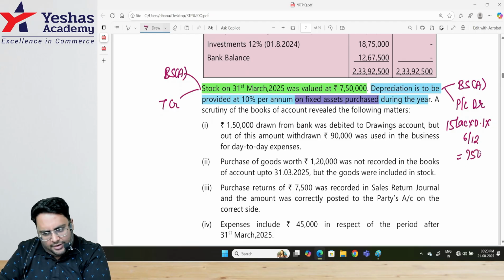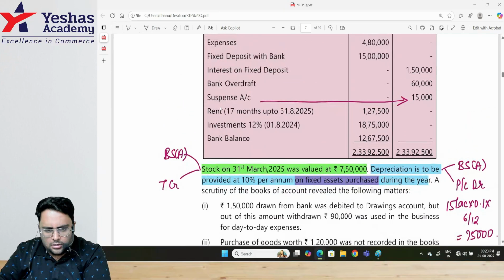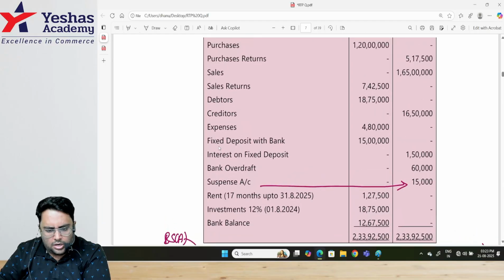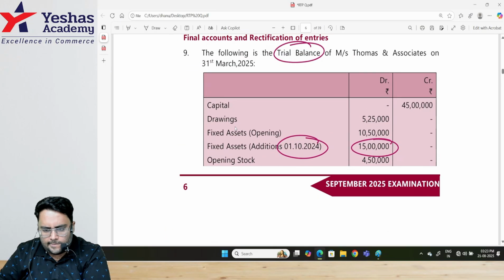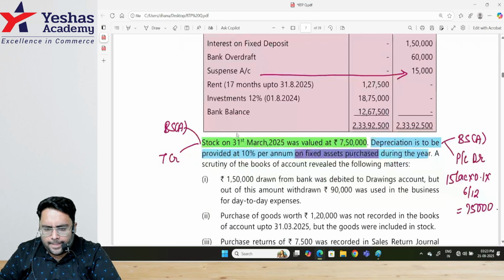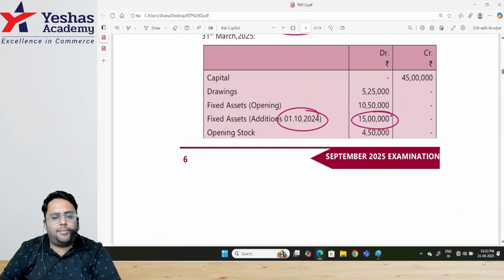Kitna? 75,000. But what about the opening assets? They have not given anything. Okay. They've not given anything about those opening assets. You can leave it as it is. Okay. Yes, sir. Okay. Everybody will read.